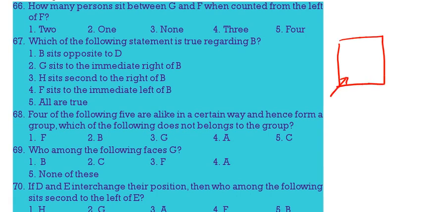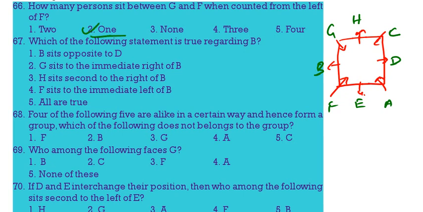Those sitting in the corner are facing the center, and the middle ones are facing outside. F, E, A, D, C, H, G, B. How many persons are there between G and F when you count to the left side of F? So this is F. Between F and G, there is only one person. So 1 is the correct answer.